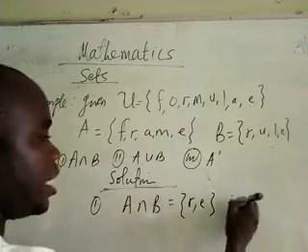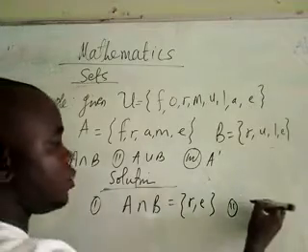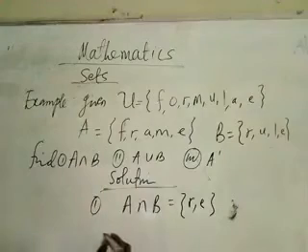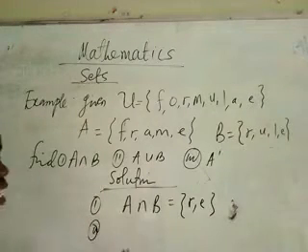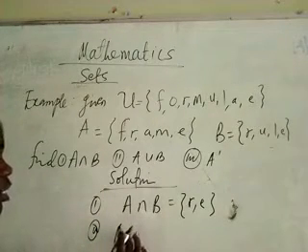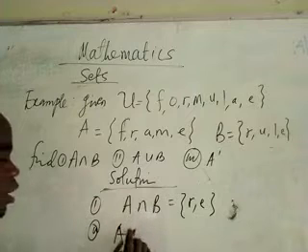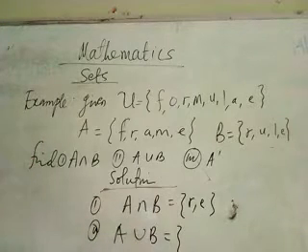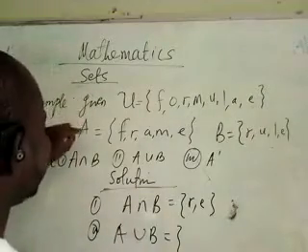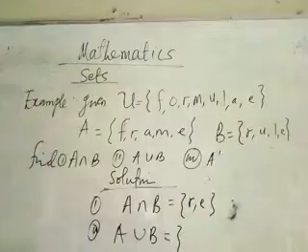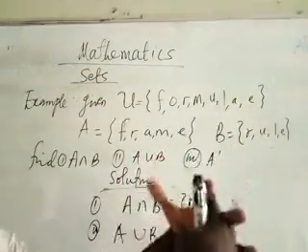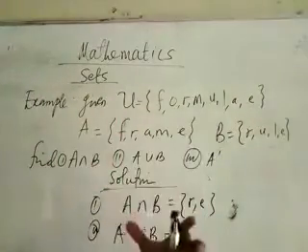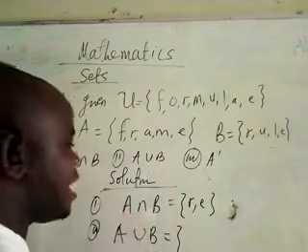So the next one asks us to find A union B. Number 2 says find A union B. Now for A union B, what are we asked to do? They just simply mean unite A and B. That's the meaning of union. Bring A and B together. Do you understand? Unite them. So let us unite them.